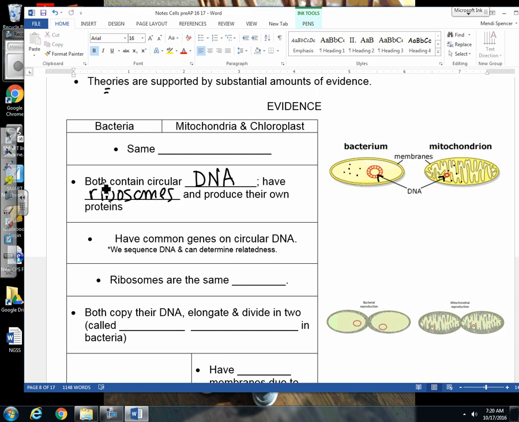We know they're about the same size and shape. We can analyze their DNA, and we find that they have common genes. Common genes indicates a common ancestor. So our modern day bacteria and mitochondria that we find in eukaryotic cells, they had a common ancestor. Also, their ribosomes are about the same size. Prokaryotic ribosomes are a tad bit smaller than eukaryotic ribosomes are.